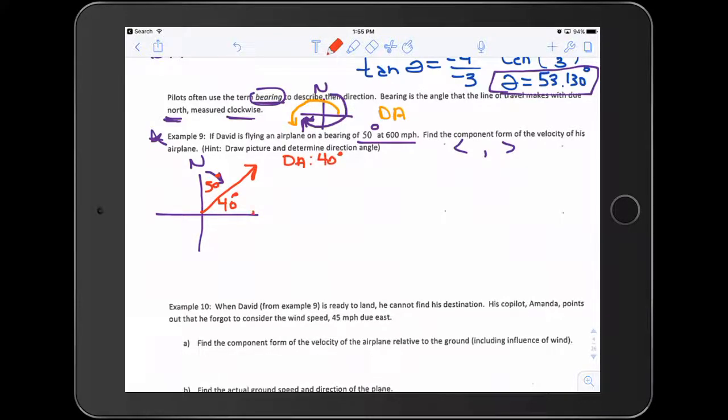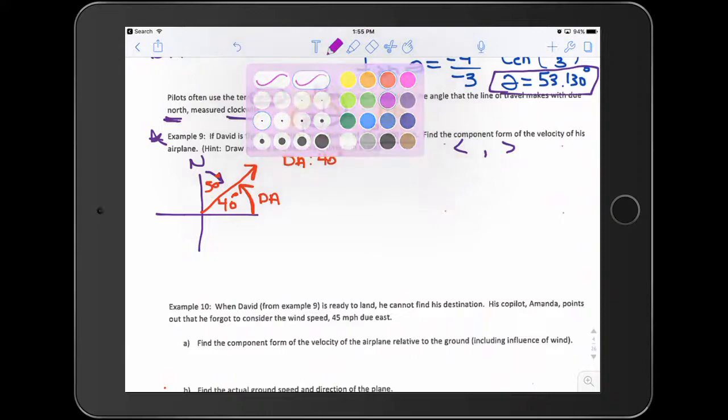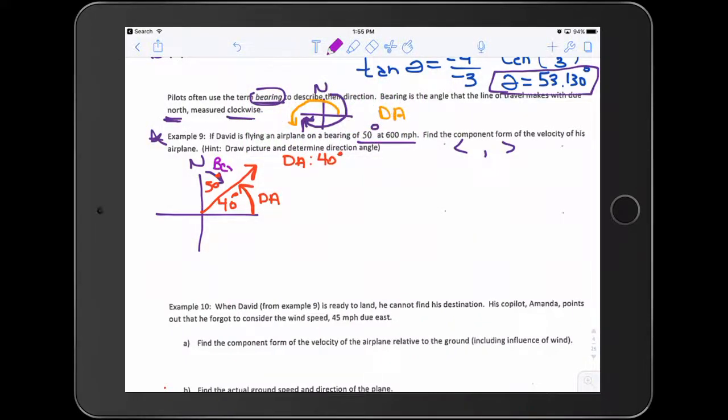And direction angle always comes from the x-axis counterclockwise. So this is the direction angle, and this over here is the bearing. Let me switch back. This is the bearing. Hugely different things. Now, why is the directional angle important?